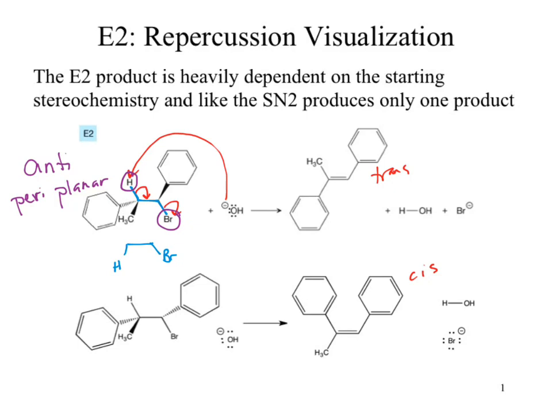Which means when I look at my product, what was wedged will be on the same side as what was wedged on the other side of our pi bond. So there's our CH3, there's our phenyl. What was dashed will be on the same side as what was dashed in our starting material. What was the other dashed bond in our starting material? There's an implied hydrogen here.